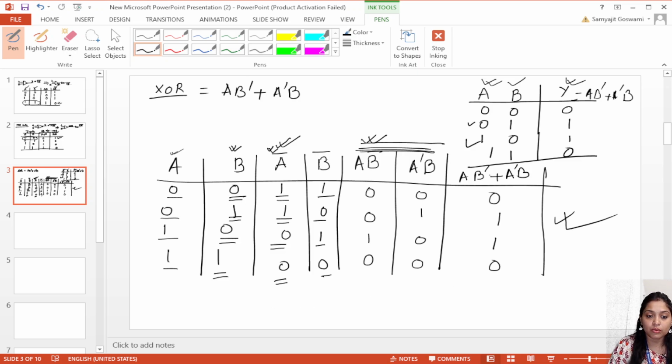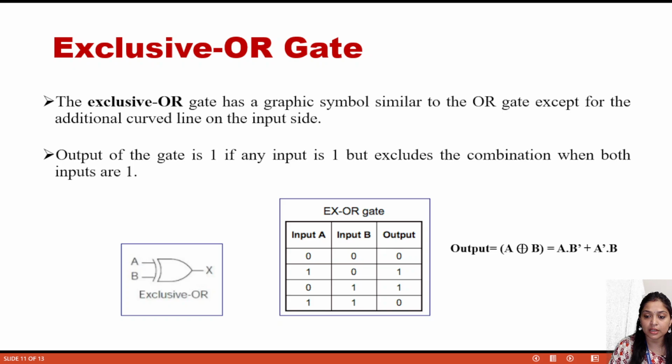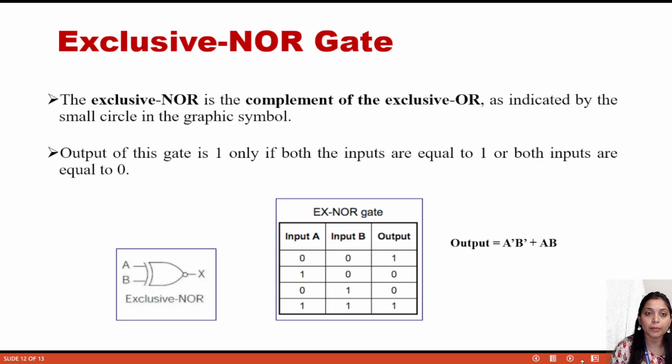Now I am starting with the next part, this is the exclusive NOR gate. This is the symbolic representation of the exclusive NOR gate. Here also A and B are the inputs. It has one extra small circle at the output, and the output will be X. This is the complement of the exclusive OR.